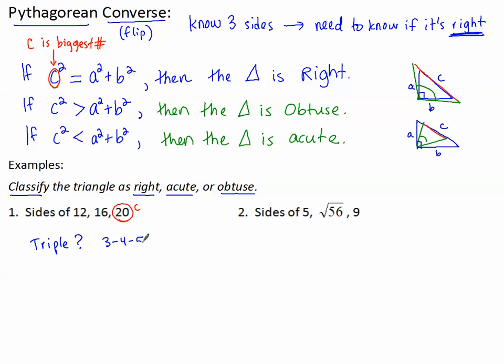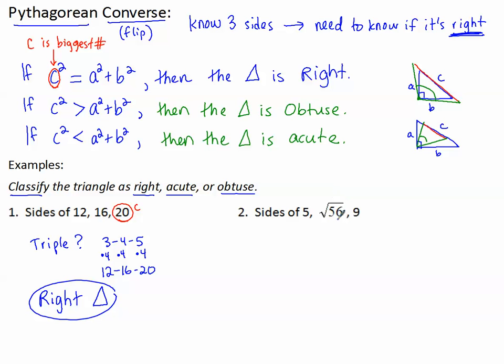The 3, 4, 5 triple. Multiply 3 times 2, 4 times 2, 5 times 2. 3 times 2 is 6. Nope. Okay, so not multiply by 2. What can we multiply by to get 12? How about 4? So multiply everything by 4. 3 times 4 is 12, 4 times 4 is 16, 5 times 4 is 20. That's a triple. Triples satisfy the Pythagorean theorem. Therefore, I know it is a right triangle because it came from a triple, and only triples satisfy the Pythagorean theorem.